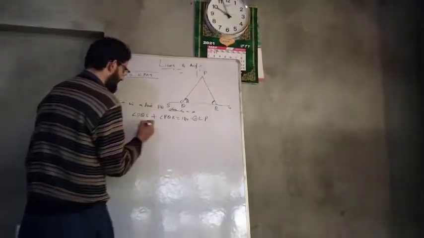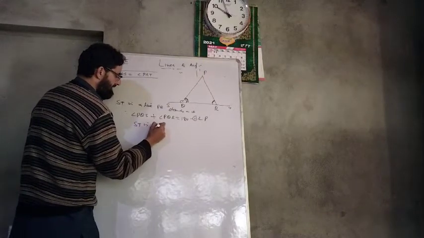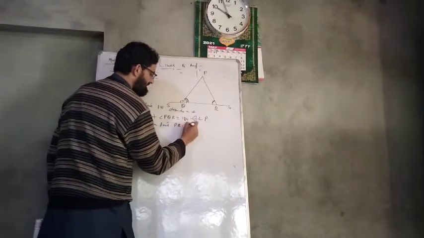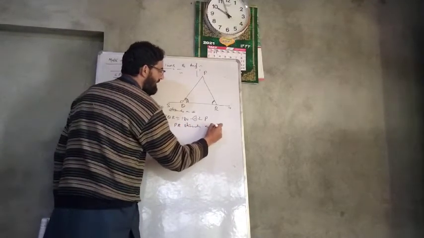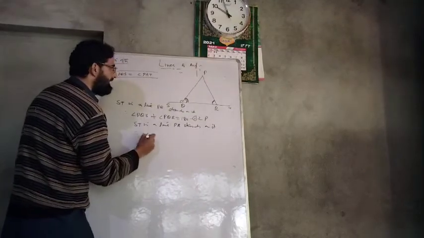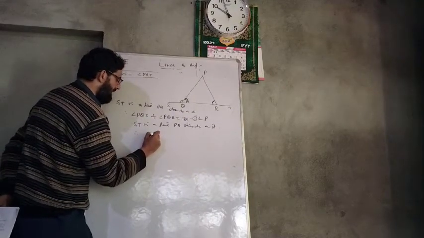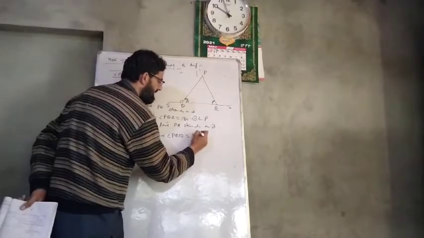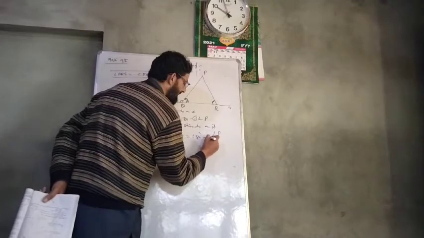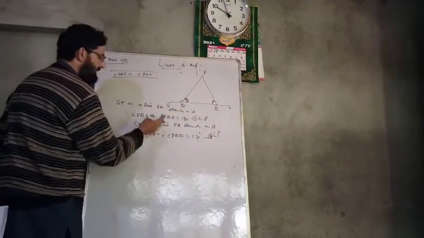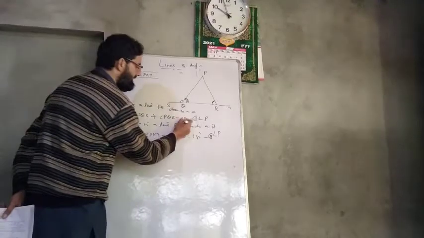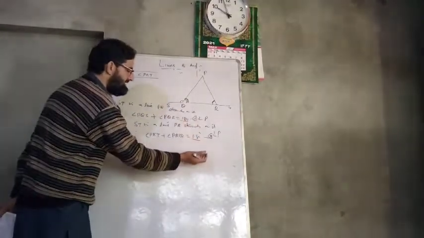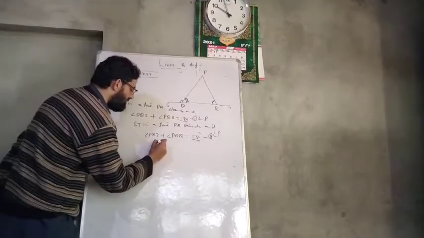Similarly, again, ST is a line. And this time PR stands on it. Therefore, angle PRT plus angle PRQ is equal to 180. This is again a linear pair, equation number second. Now comparing first and second, you see right hand sides are equal. This 180, this 180. When right hand sides are equal, left hand sides are also equal.